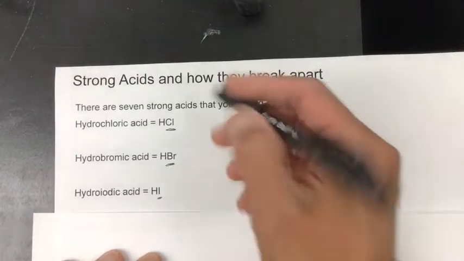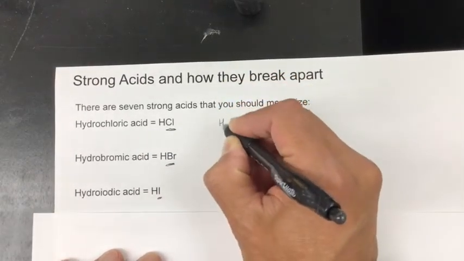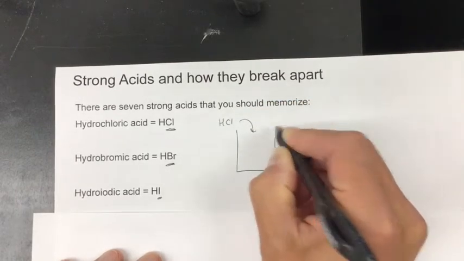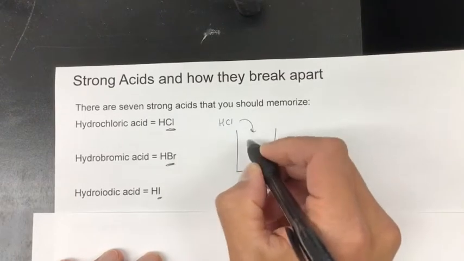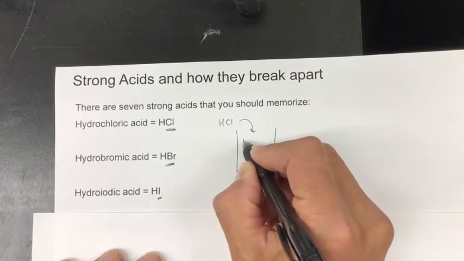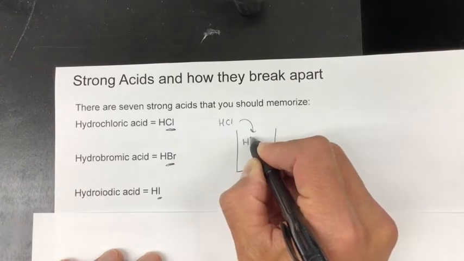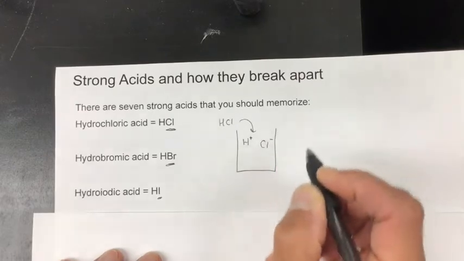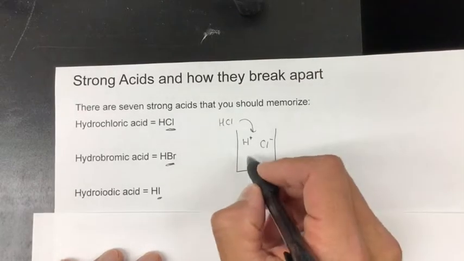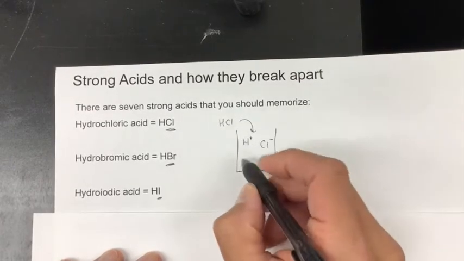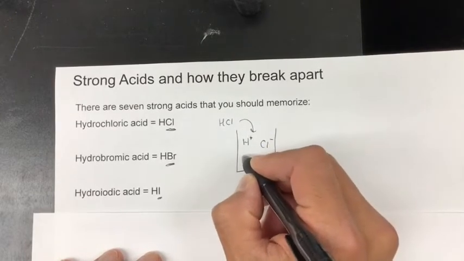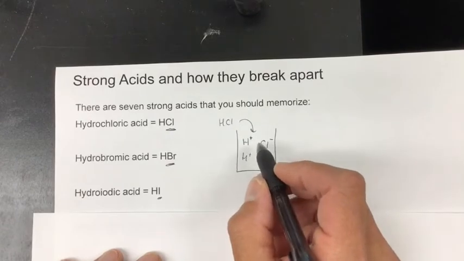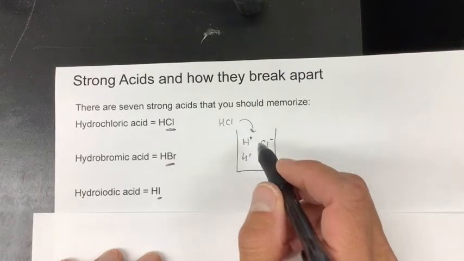So HCl, if I take HCl and put it into water, it splits apart immediately into two things: H, which has a positive charge, and Cl, which consequently has a negative charge. If I put a bunch of these in here, H plus, Cl minus comes out, H plus, Cl minus. You will never find these together in solution.